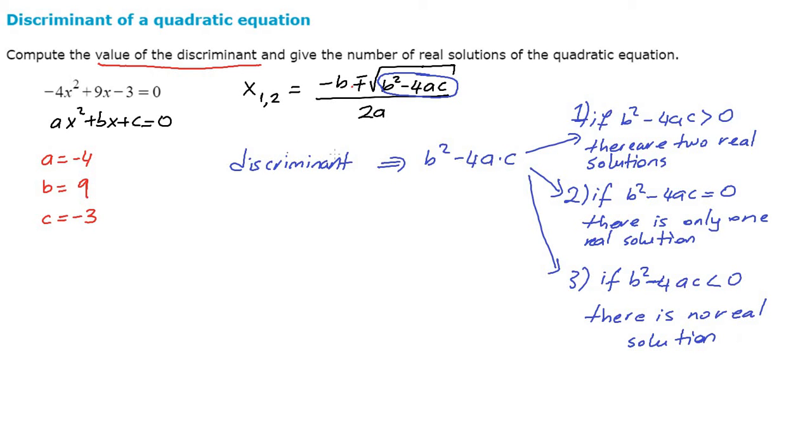Considering those three cases, we will try to figure out the number of real solutions, which is what was being asked in the question. So let me change my color to black, and we're going to identify if b squared minus 4ac is greater than, equal to, or less than 0. We're going to substitute the values of a, b, c. b squared is 9 squared minus 4 times a, which is negative 4, times c, which is negative 3.